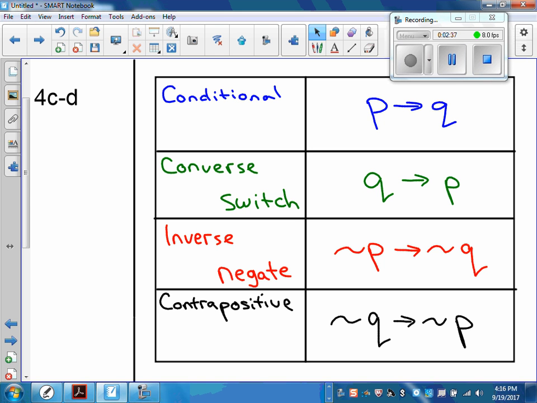So those are the 4 basic related conditional statements we often talk about. Conditional is if P, then Q. Converse is switching it, so it's if Q, then P. The inverse is negating both of them. So if not P, then not Q. It's important that we always realize the inverse, we're still starting with the original conditional and just negating both of them. They don't build on one another. The conditional is the basic statement we have. Its converse is what we had said, the inverse. And the contrapositive, we're negating both and switching them.